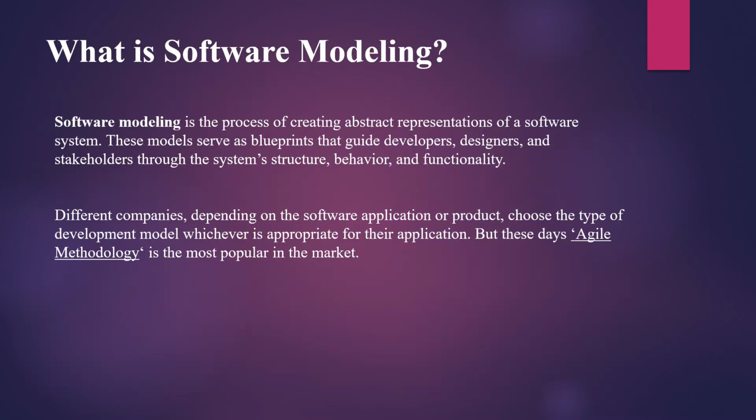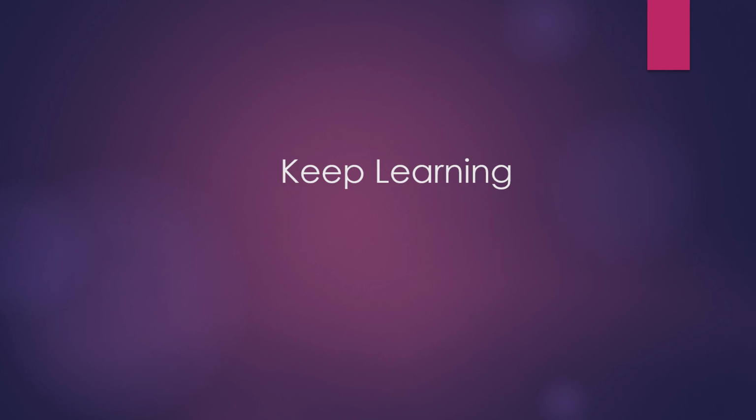One more concept is software modeling. What is software modeling? It is the process of creating an abstract representation of software systems. These models serve as blueprints that guide developers, designers, and stakeholders through the system structure, behavior, and functionality. Different companies, depending on the software application or product, choose the type of development model which is appropriate for their application. But these days, agile methodology is the most popular in the market.